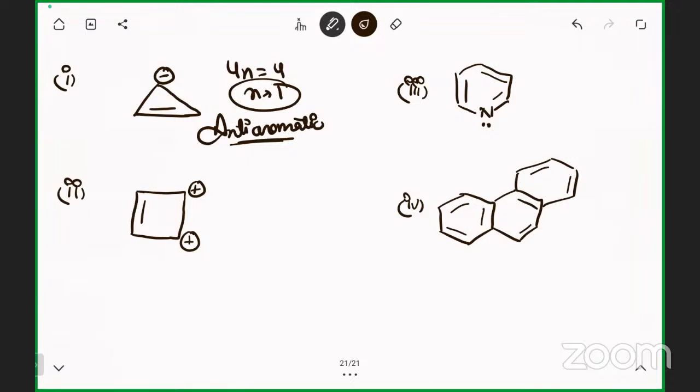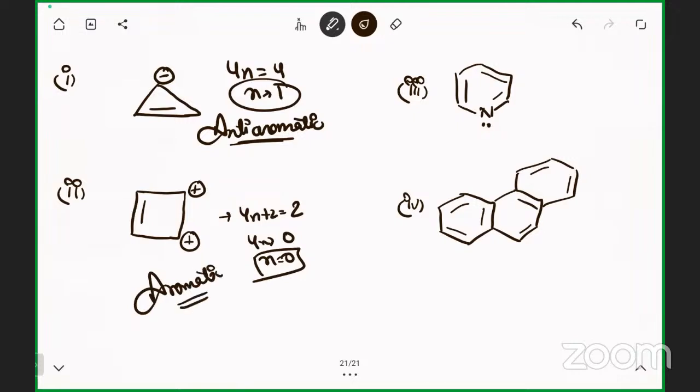Okay, next one. Let's check. 4n plus 2 is equal to 2, 4n is equal to 0, n is equal to 0. This compound is aromatic. Very good. Okay, third one.